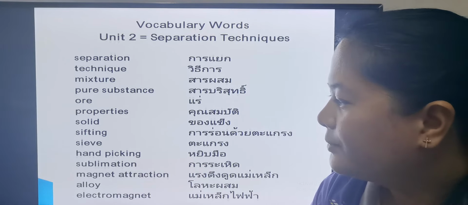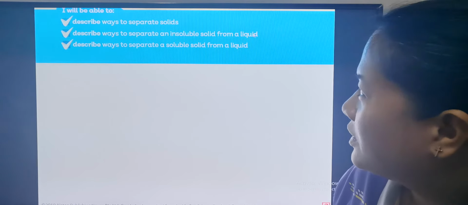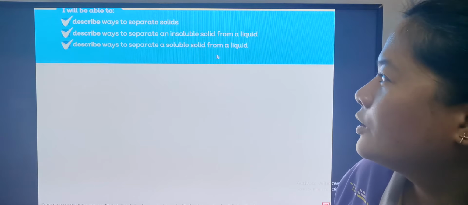Let's go back to your student book, separation techniques. I hope you're already familiar because we already did the activities and demonstrated these techniques. At the end of the chapter, we should be able to describe ways to separate solids, describe ways to separate an insoluble solid from a liquid, and separate a soluble solid from a liquid. We already did all of this.